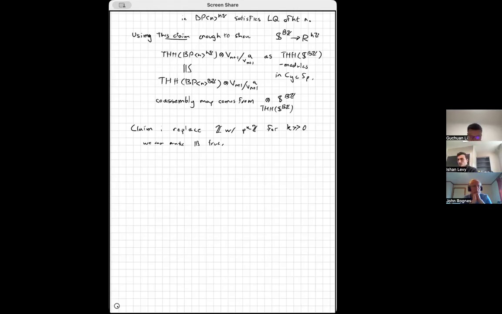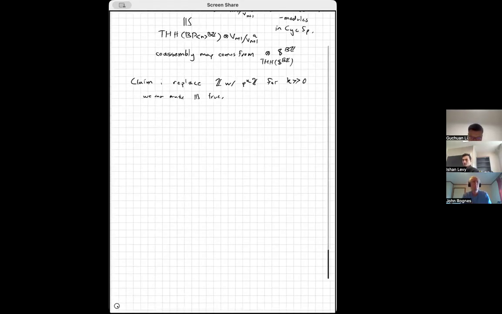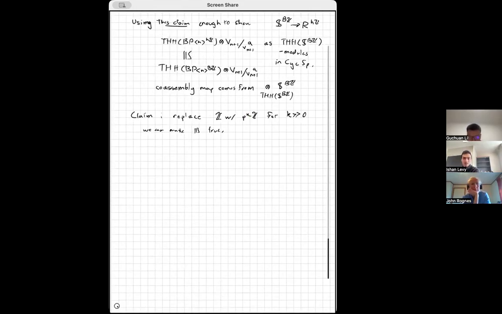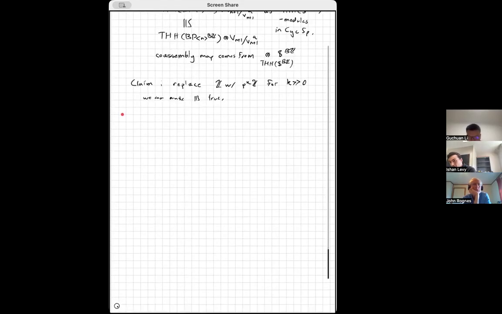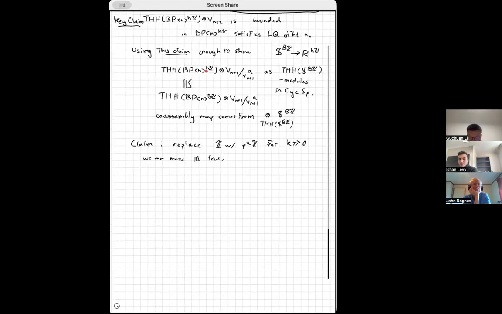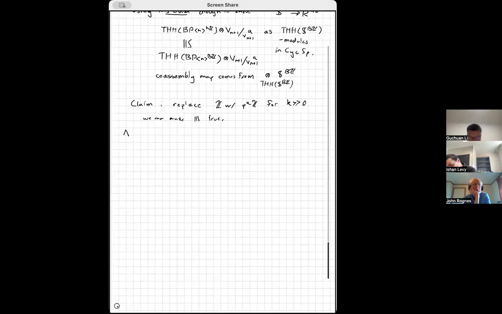Okay, so why is that the case? Why does replacing Z with p^k Z help? It's because of the following notion. It has to do with the fact that all of the actions of Z that we're considering are locally unipotent. And I want to explain what that means.